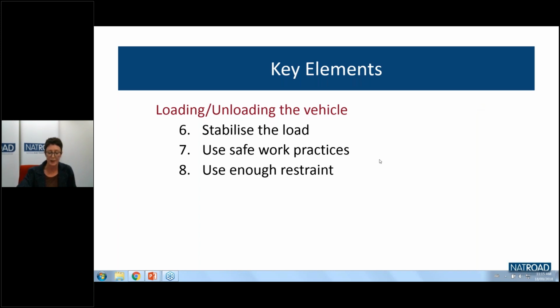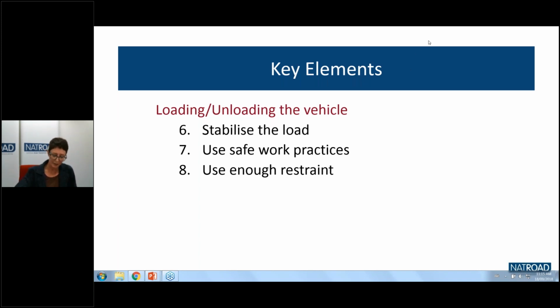And also to set up a driver safety zone, which allows a line of sight between the driver and the loader. I strongly encourage everyone to have a look at pages 17 and 18 of the guide, just to familiarise themselves with these safe work practices.